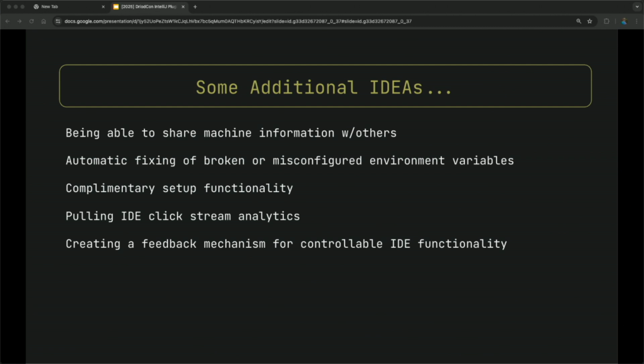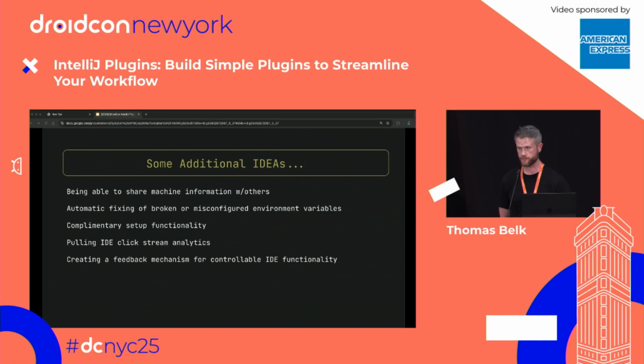Another idea here, automatic fixing of broken or misconfigured environment variables. It's often not just enough to tell someone they've misconfigured their SSH keys. It would be nice to fix it automatically. Some complementary setup functionality, such as the downloading of packages like build tools. That's something we touched upon in the Tech Lead series earlier today.